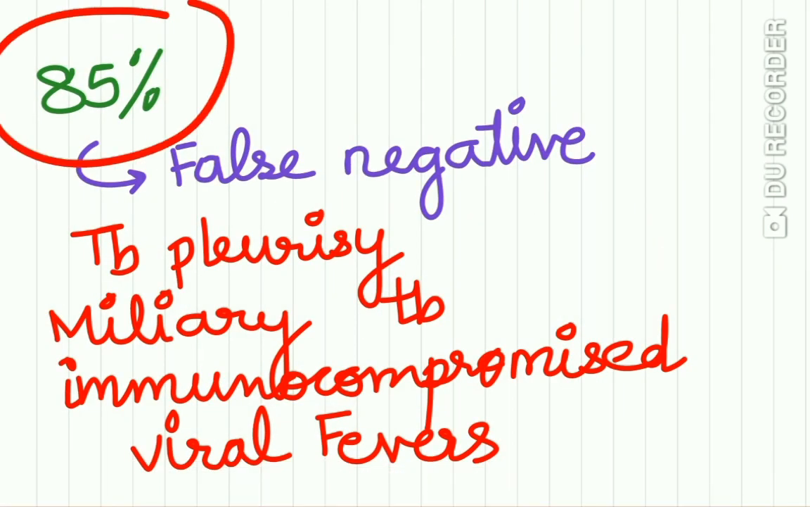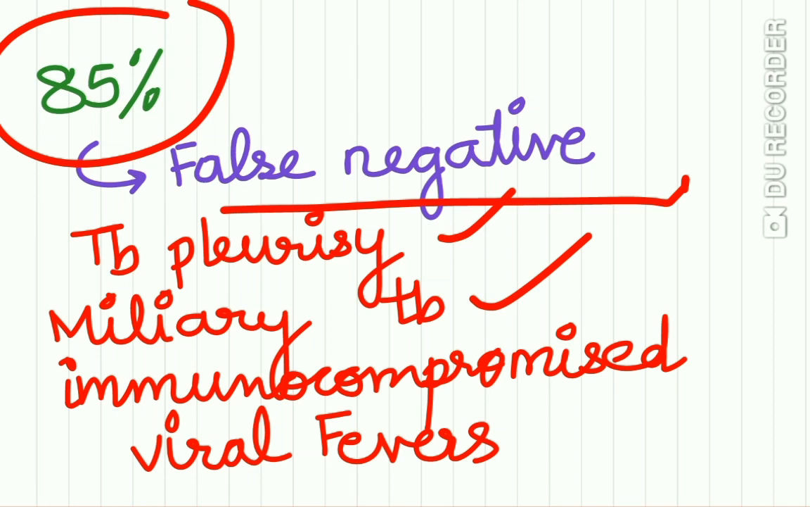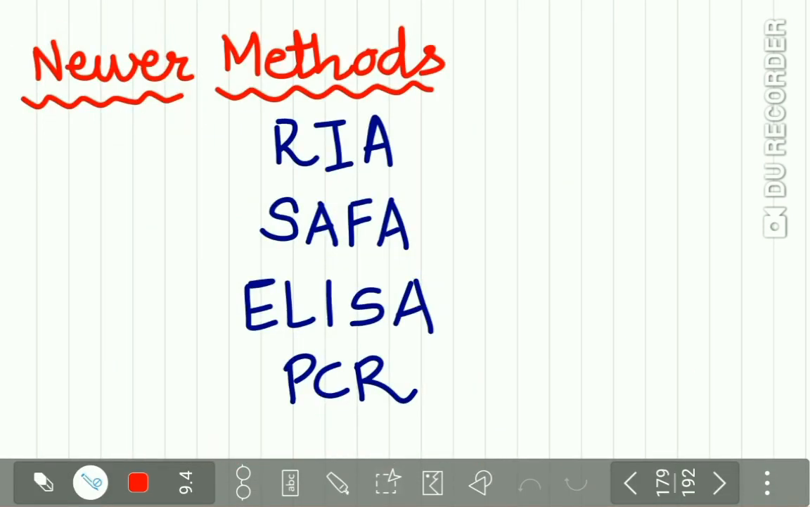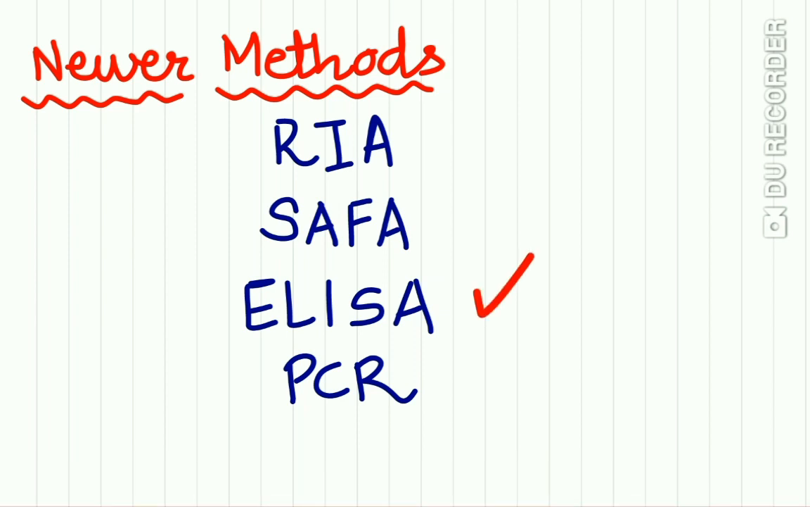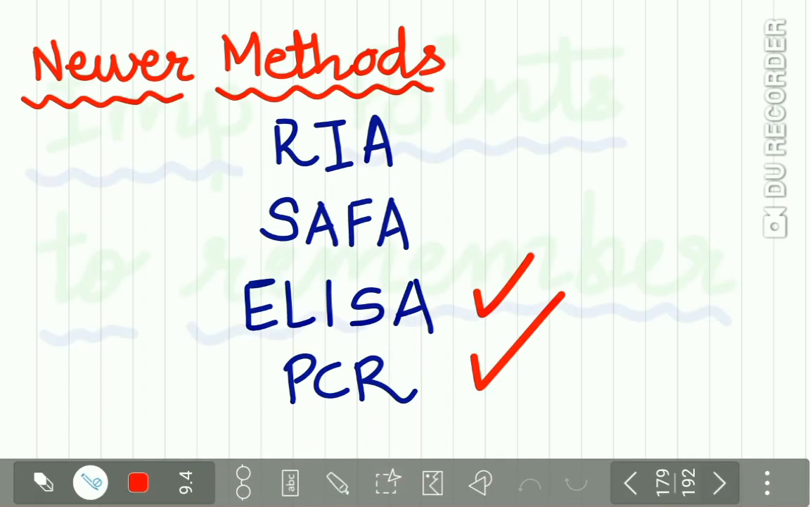85% of the test is false negative in case of tubercular pleurisy, miliary tuberculosis, immunocompromised patients, and in viral fever. The newer methods of diagnosis are the radioimmunoassay, soluble antigen fluorescent antibody test, enzyme linked immunosorbent assay, and the polymerase chain reaction to detect the bacterial DNA.